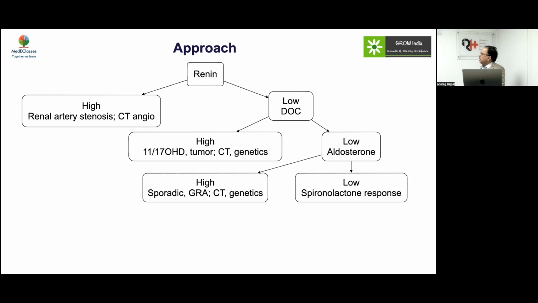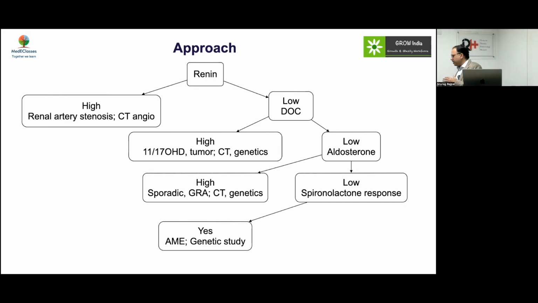If you have got a low renin, low DOC, low aldosterone, there are two differentials. You're thinking of either an apparent mineralocorticoid excess or a Liddle syndrome. Look for spironolactone response. If it's there, it's most likely an 11 beta HSD2 defect, which is apparent mineralocorticoid excess. In this case, you can do a genetic study. And if you have got no response, this is most likely a Liddle syndrome and you have to go for a genetic study. So basically, go for a combination of renin and aldosterone. These two will give you a clue. DOC will also be helpful, and then spironolactone response.